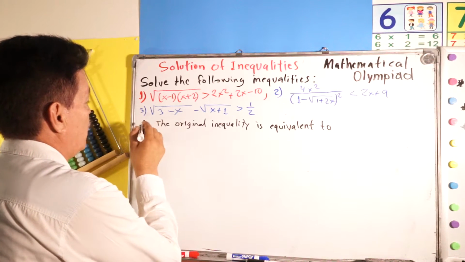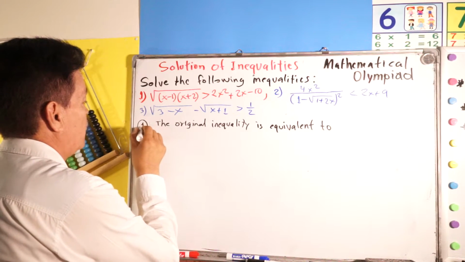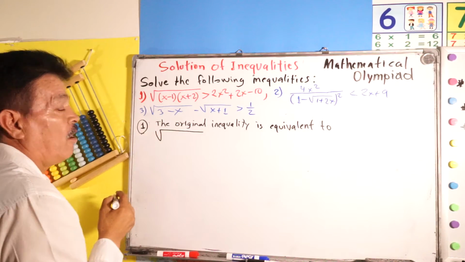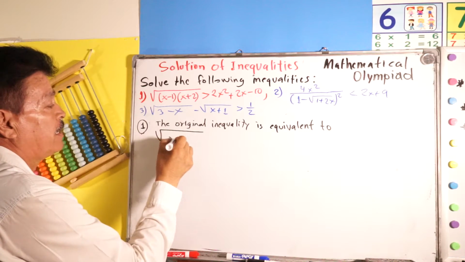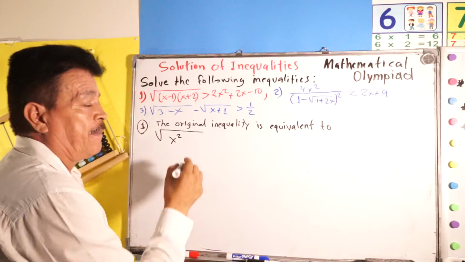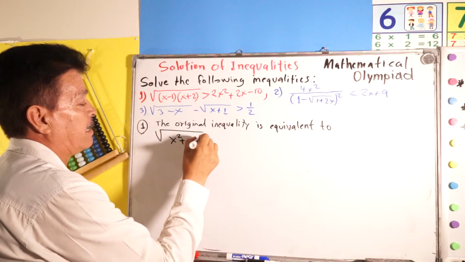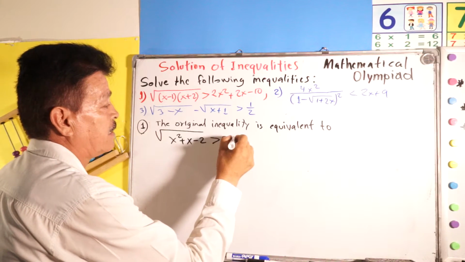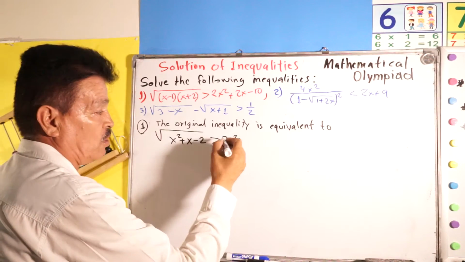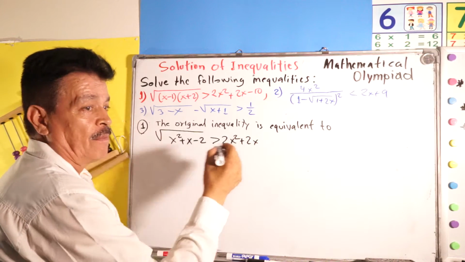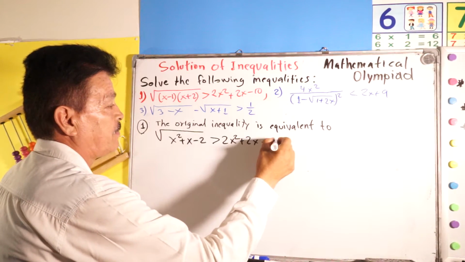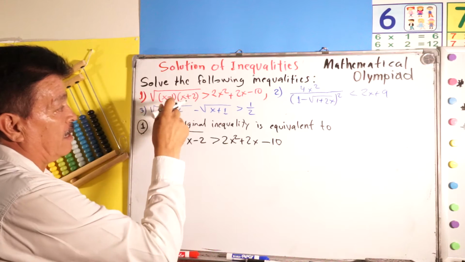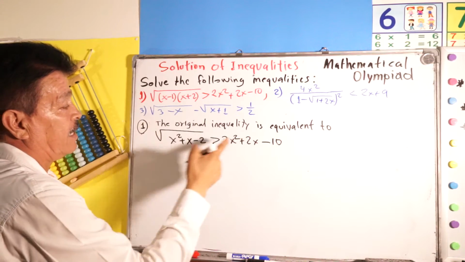Let's talk about question number one. So this is equivalent to the square root of x squared plus x minus 2 greater than 2(x squared plus x minus 2) plus 2x minus 10. The original inequality is equivalent to this one.